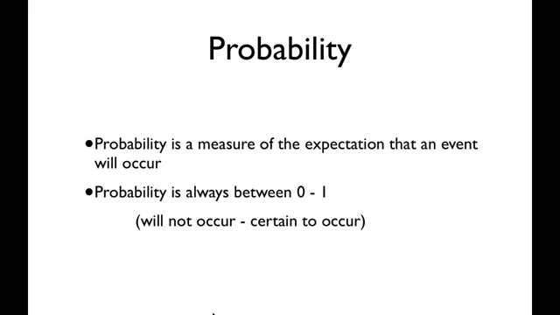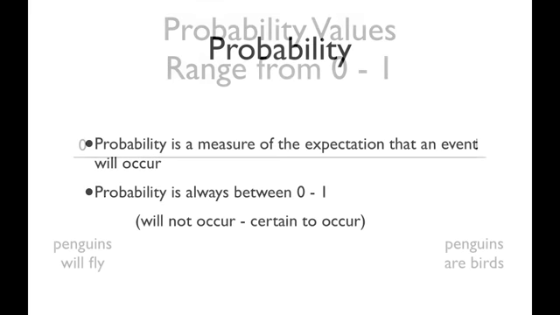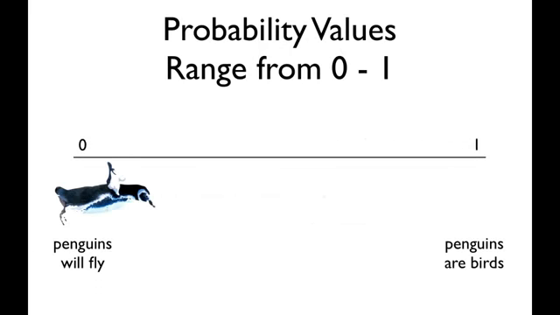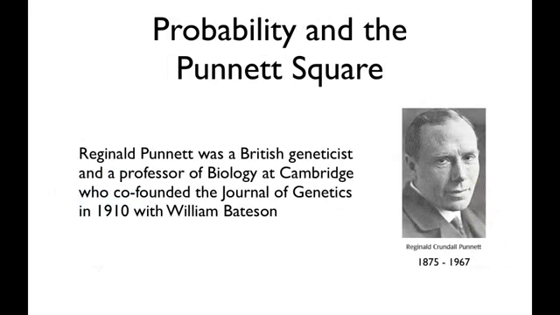of expectation that an event will occur. Probability values always range from 0 to 1. So 0 means absolutely impossible. 1 means absolutely certain. So of course I convert this to a penguinized scale. So all probability is going to range in value between 0 and 1.